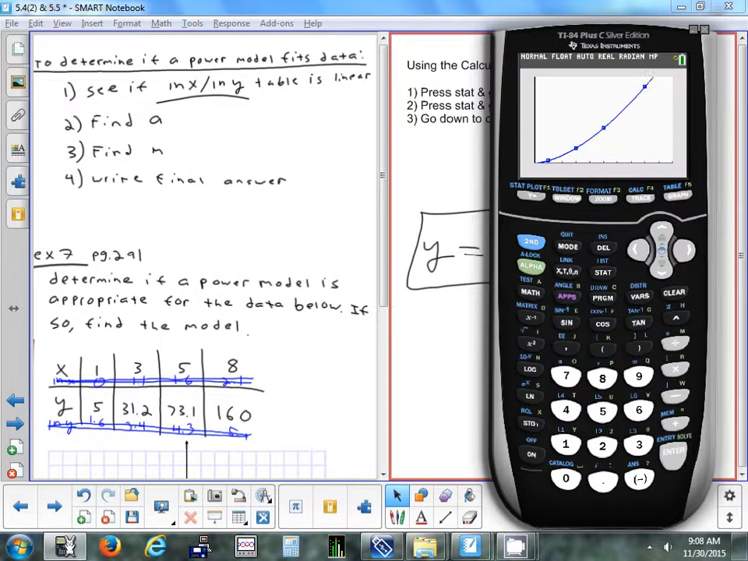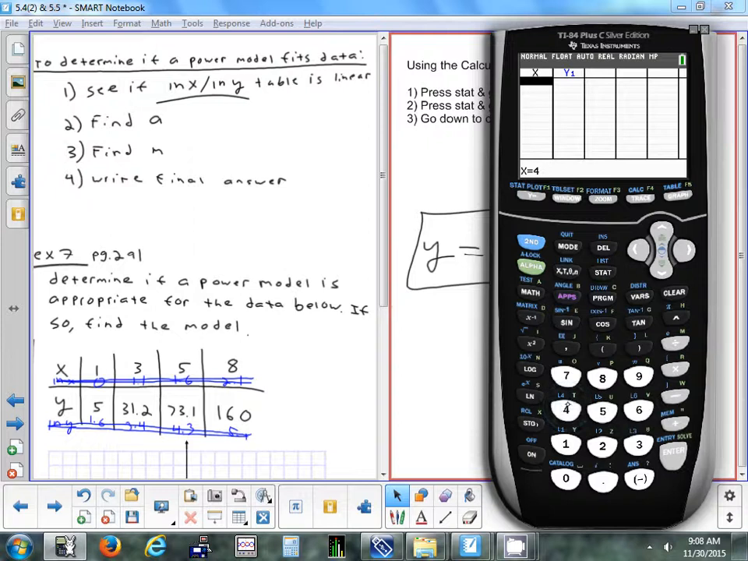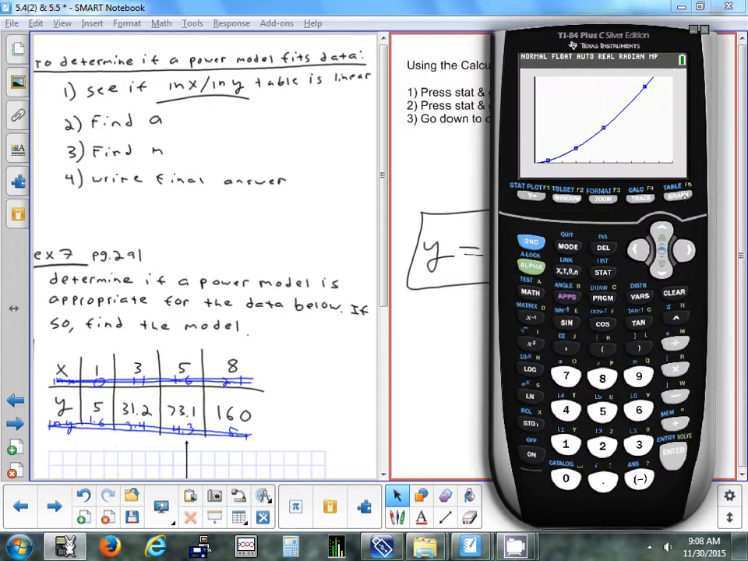So what you could do now is they could ask you a question, predict what y will be when x is, I don't know, 4. You could just easily go to your table, type in 4 for x, and y would be about 50.4. So you can use that line to predict between the data points. That's called interpolating, making a prediction.